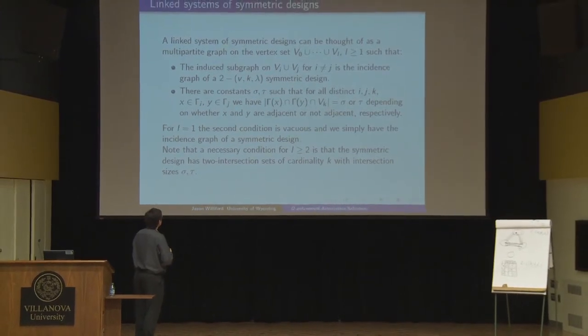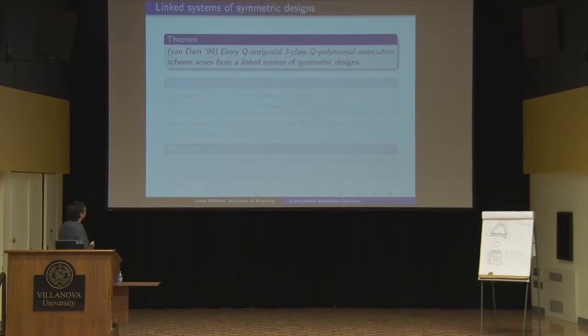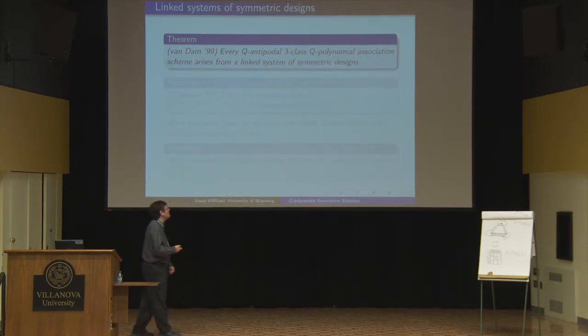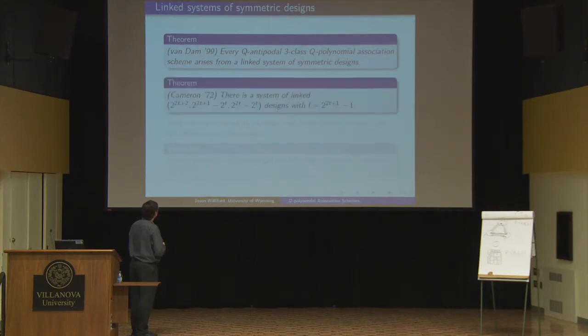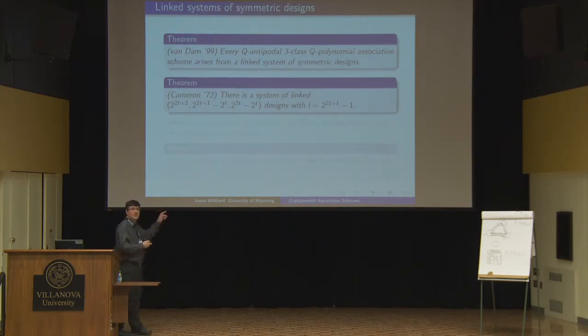Okay, so Van Dam in '99 showed that every Q-antipodal 3-class Q-polynomial association scheme is really a linked system of symmetric designs. And so you wonder, well, what families are known? There's this family I mentioned, Peter Cameron's, where he has many of these, and this is coming from a group that has many inequivalent doubly transitive permutation representations, but with the same permutation character.